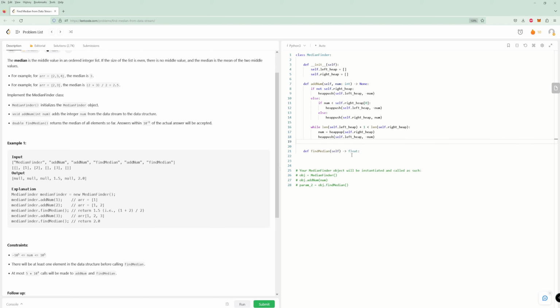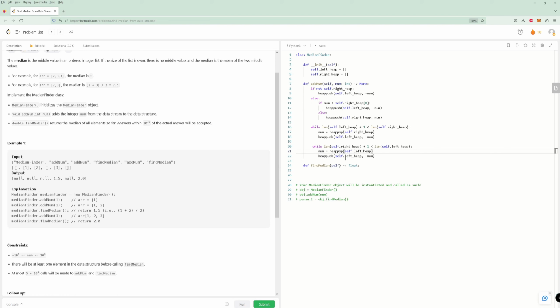Okay, so that'll take care of the case where the left is smaller. Now let's take care of the case where the right is smaller. And so we can just reverse these two. So right plus 1 is less than left. Okay, so now we are saying that the right heap is 2 or more smaller than the left. And so we are going to pop from the left. Left heap.